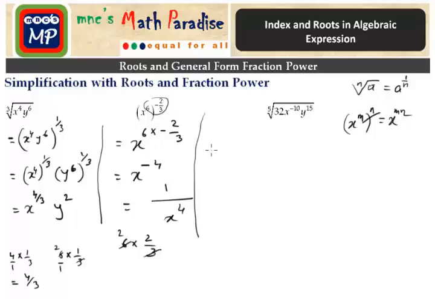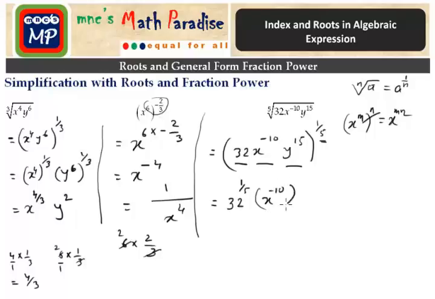Now here we have 32 times x to the power minus 10 times y to the power 15, fifth root. So from this we know that the fifth root we can write as the power 1 by 5. So now if we distribute this 1 by 5 power on the number, x term and y term, we will get 32 to the power 1 by 5, x to the power minus 10 to the power 1 by 5, and y to the power 15 to the power 1 by 5.